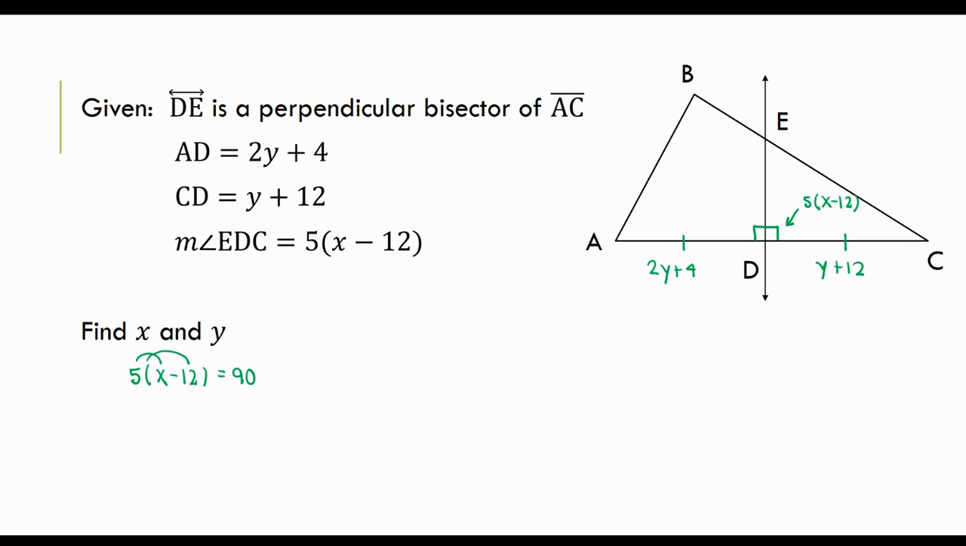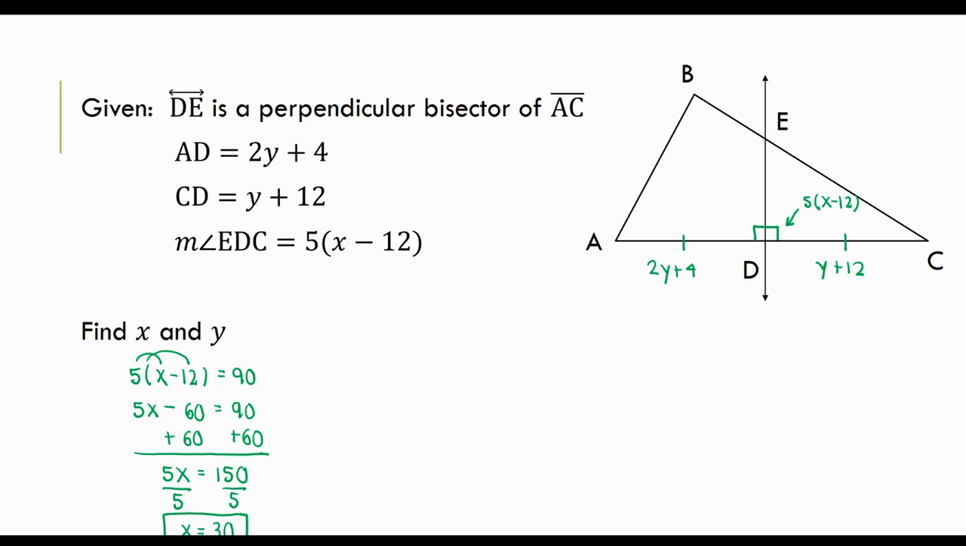So I'm going to distribute the 5, and that's going to turn that into 5x minus 60, still equaling 90. Now I can start solving for x. I'm going to add the 60 to both sides. That gives me 5x to equal 150. And then I'll divide both sides by 5, and I'll get my answer, x equals 30. So there's one of my answers. I solved for x. Now I want to solve for y.